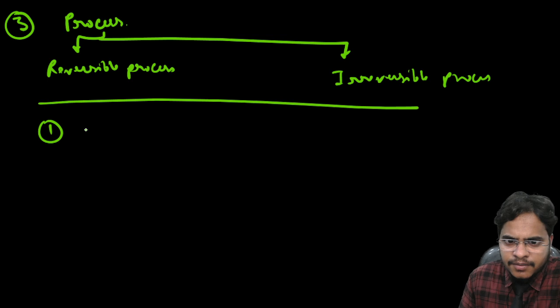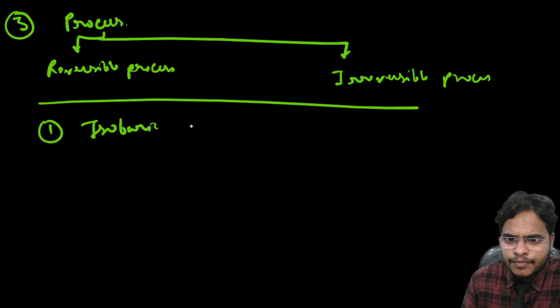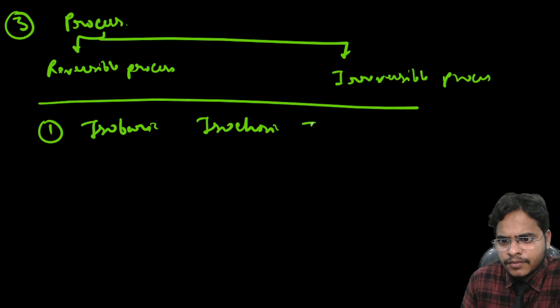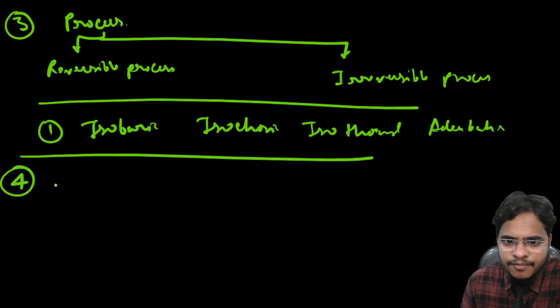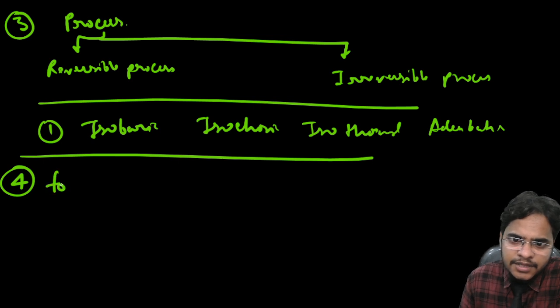We have isobaric, isochoric, isothermal, and adiabatic. We have the four thermodynamic processes, and fourth, we have four thermodynamics laws.